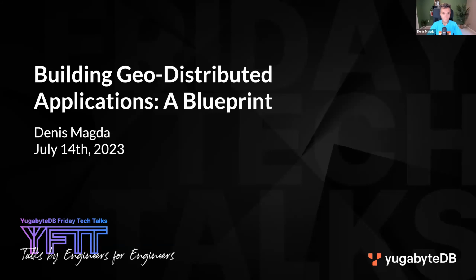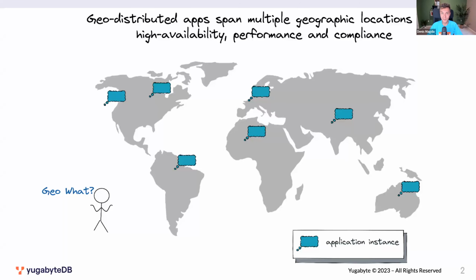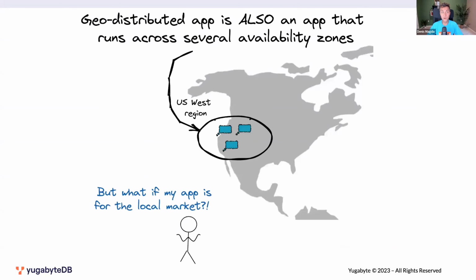Before we start with the details, let me define a geo-distributed application. If you Google for geo-distributed application, you will find that it is an app that runs across multiple geographic locations for high availability, performance, and compliance. On this picture, you can see that there is some application that has instances running across the planet. But also a geo-distributed application can be executed within a single region of your cloud environment. For instance, here we have another app with 3 instances deployed across several availability zones. This application is also a geo-distributed application.